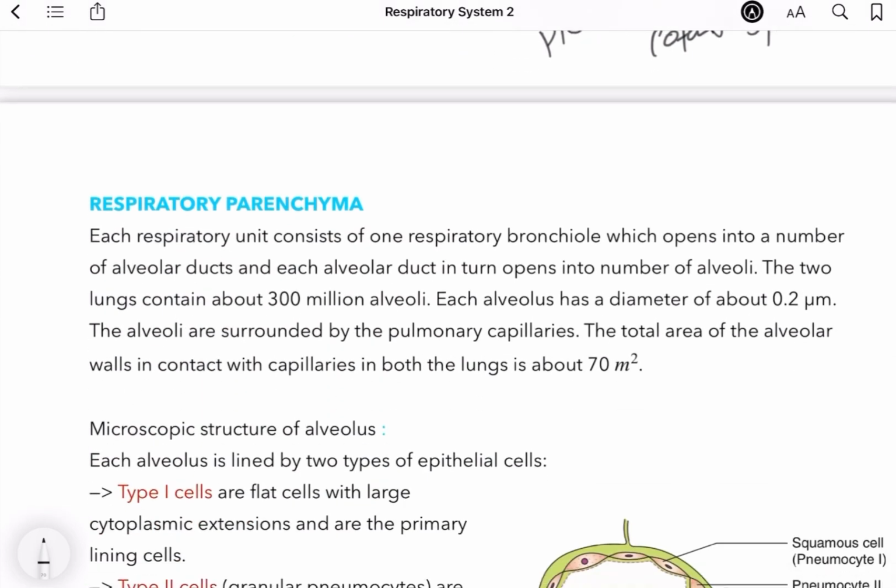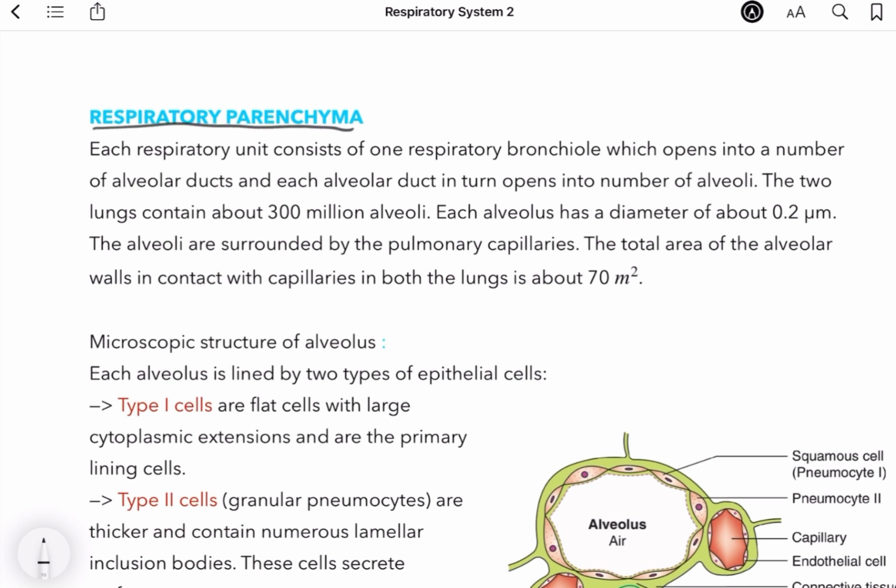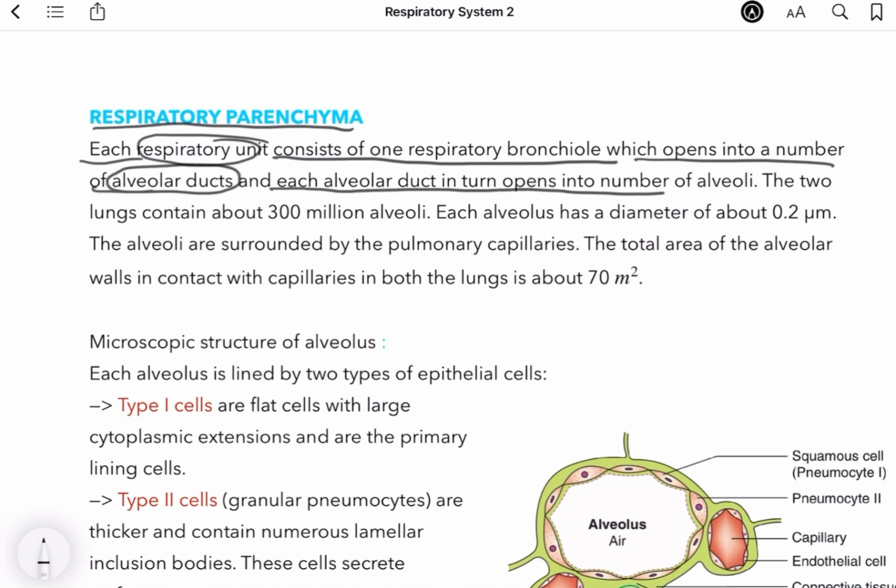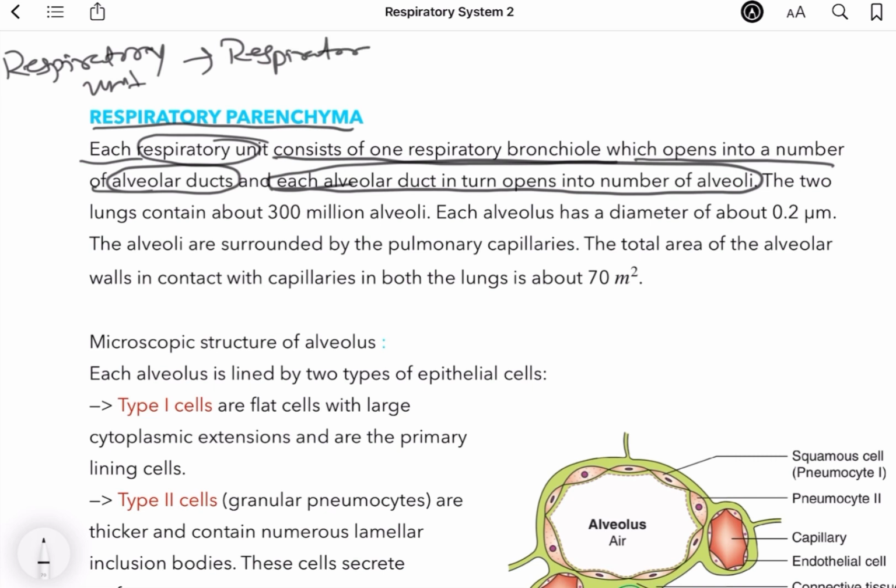Is it clear? Now comes the respiratory parenchyma. Each respiratory unit consists of one respiratory bronchiole, which opens into a number of alveolar ducts, and each alveolar duct in turn opens into a number of alveoli. Remember, each respiratory unit consists of a respiratory bronchiole, which opens into alveolar ducts, and from alveolar ducts it opens into alveoli.